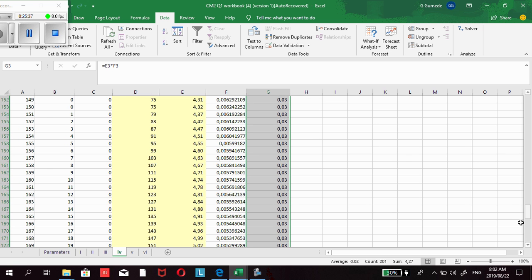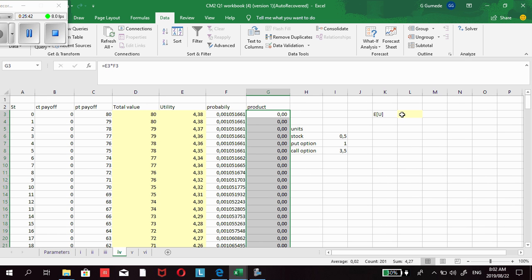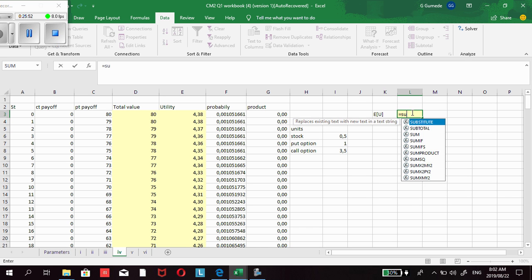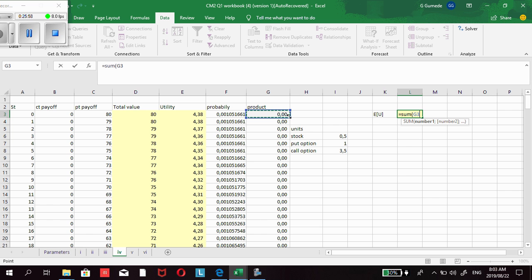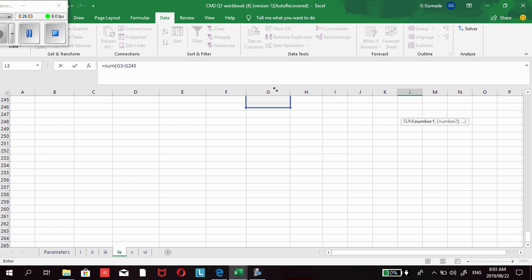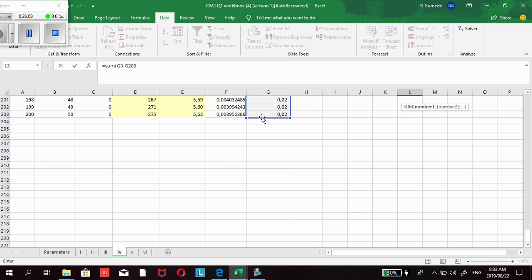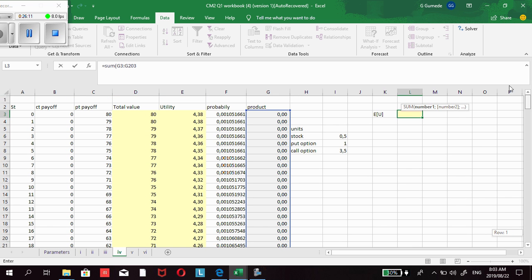Now I am ready to calculate my expected value, because the expected value will just be the sum of this product here. So I'm going to have the sum from here going down. I'm going to drag this whole thing and close my bracket.